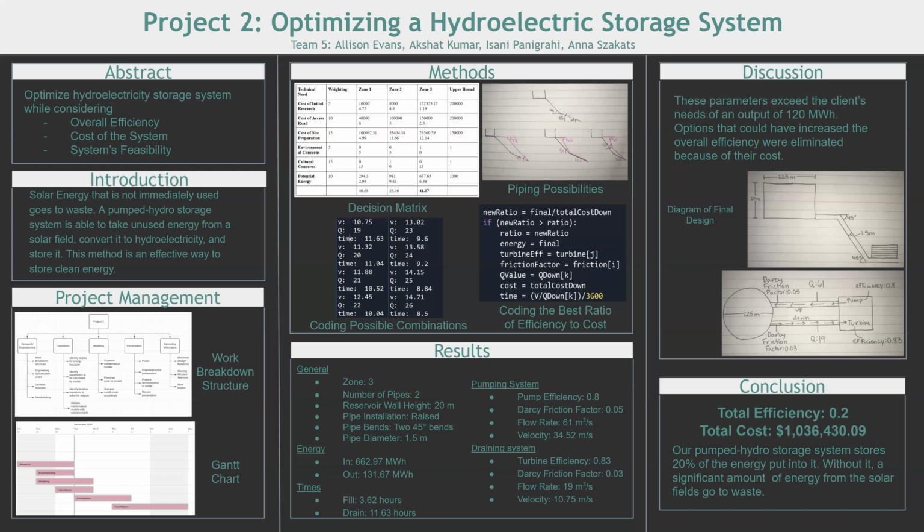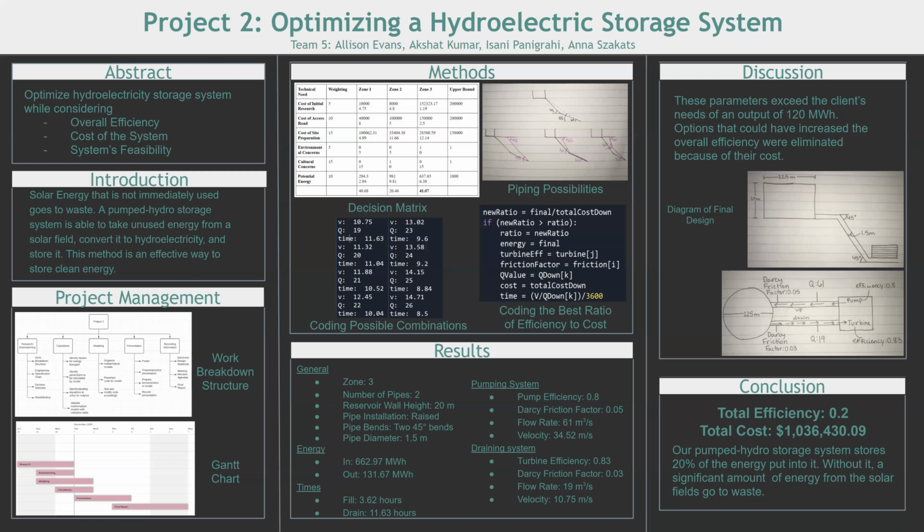The parameters determined by the model make up a hydro storage system that exceeds the client's needs of an output of 120 megawatt hours, as the system outputs 131.67 megawatt hours and drains at an optimized time of 11.63 hours. However, the overall efficiency of the system is about 20%.